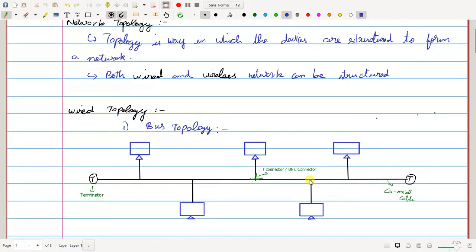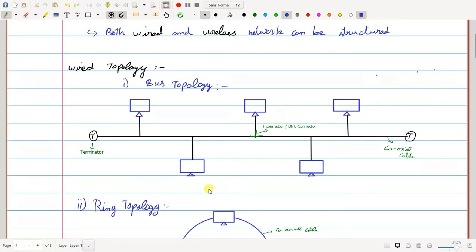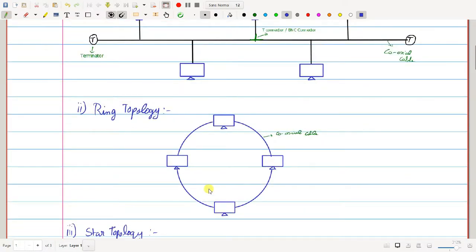In wired topology, bus topology is the simplest one, in which all end devices are connected to a single coaxial cable using a T connector, which is also known as a B-inch connector. At the end of the coaxial cable, there is a terminator which helps to avoid the loopback of its own signal. In ring topology, all the end user devices are connected in a circular loop fashion. In ring topology, each end user device is connected to two adjacent devices.